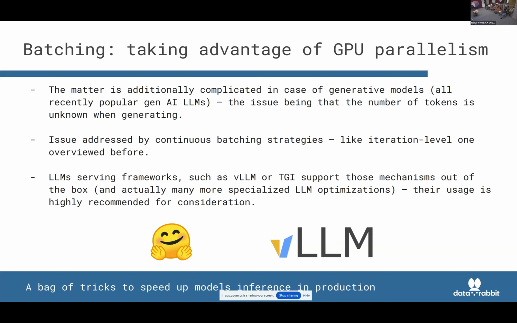So LLM serving frameworks like vLLM or TGI support those and many more optimizations, like paged attention or similar, out of the box. So their usage, highly recommended.